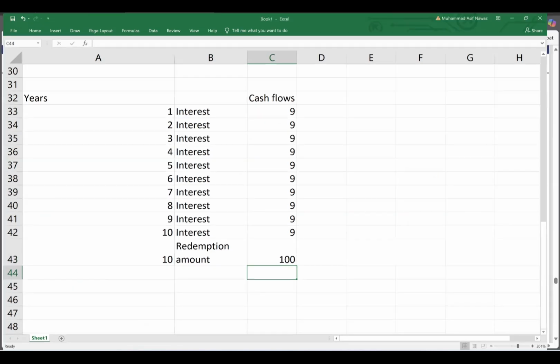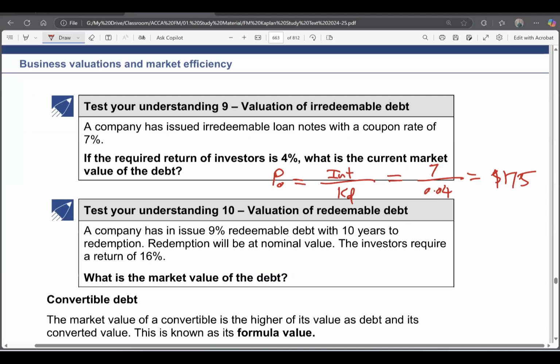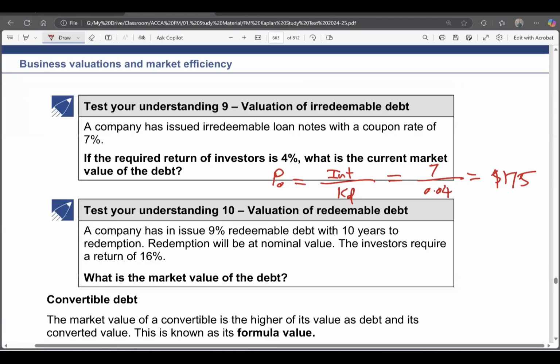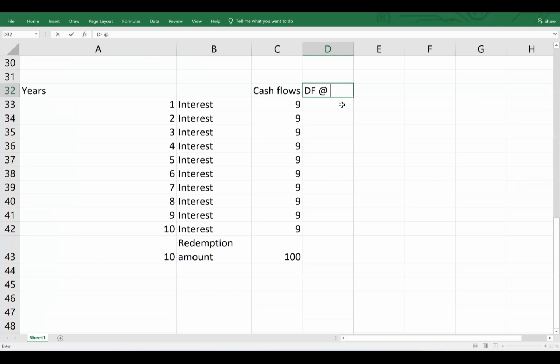Remember, when we find the KD of a redeemable bond, you have to find the IRR. Then the 3 cash flows will be given, and the market value. Here the market value we have to find, so the required return is given. Whenever you have to find the market value, the required return is given. So we take the discount factor at your required return. It's mentioned that it is 16%. They require a 16% return. So at 16%, how will we do it? 1.16 raised to the power minus number of years.